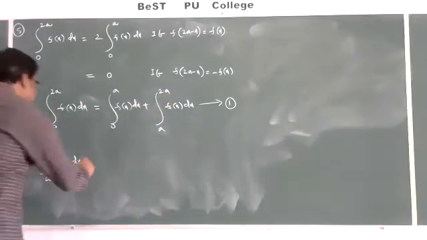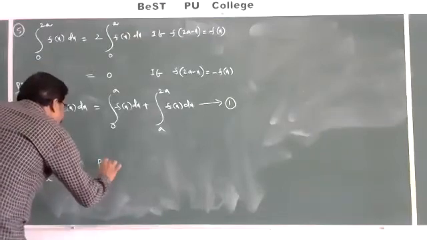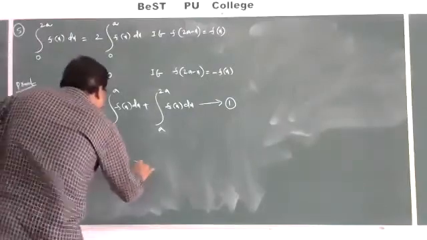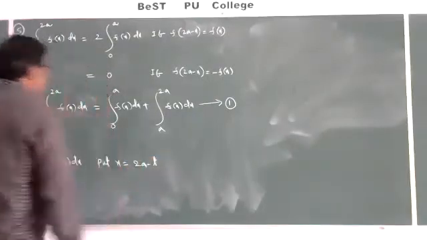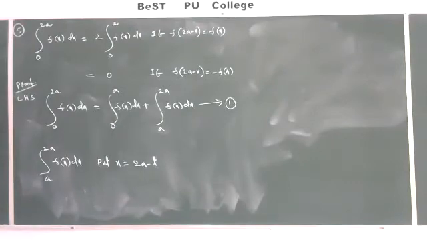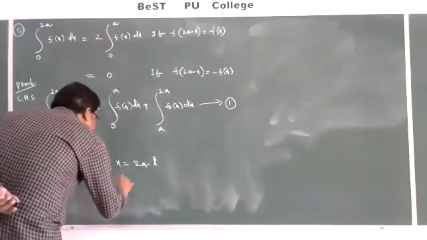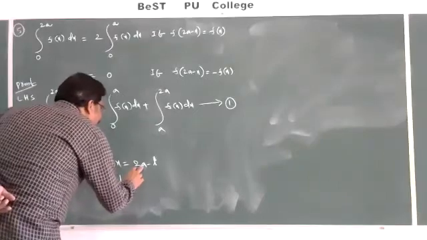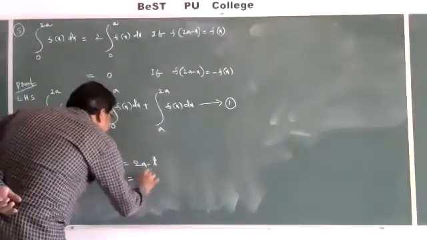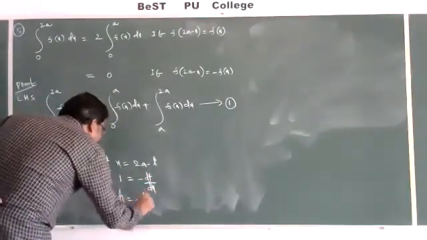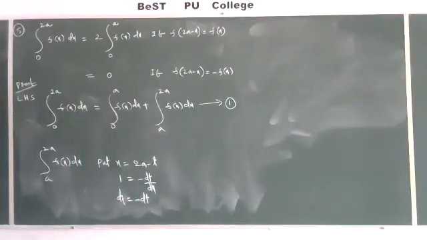Here, substitution: put x is equal to 2a minus t. Then differentiating both sides with respect to x, 1 is equal to 2a's derivative, which is 0, minus dt by dx. That is, dx is equal to minus dt.